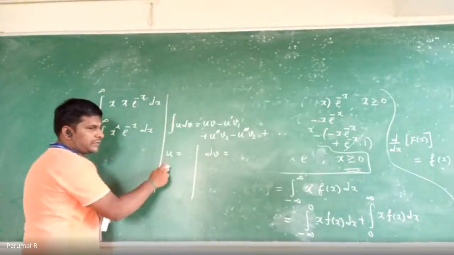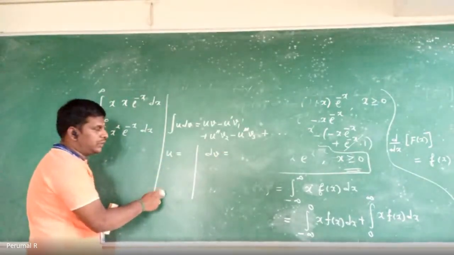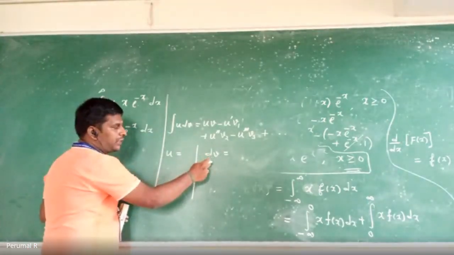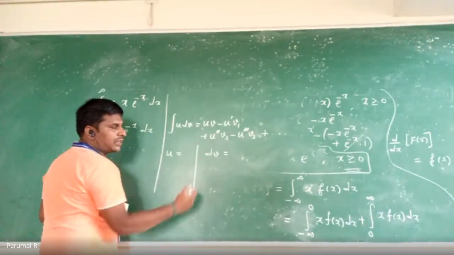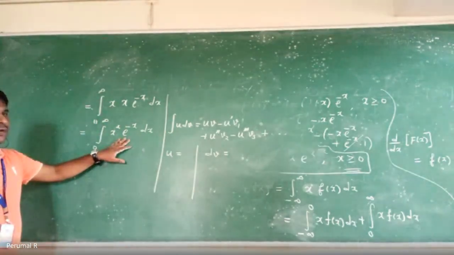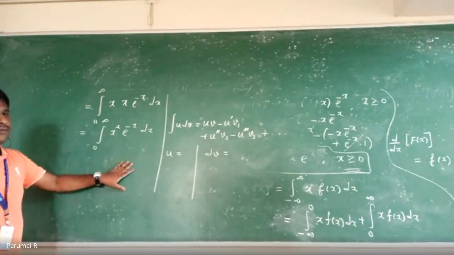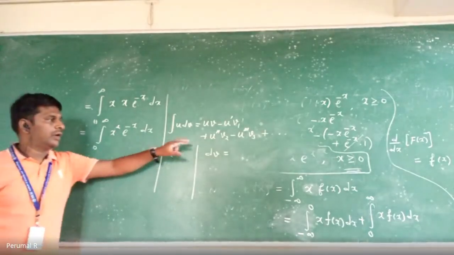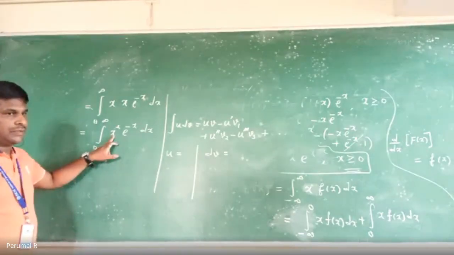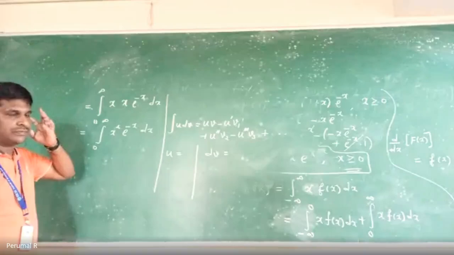Then you differentiate U, getting U dash, U double dash, U triple dash. If you integrate dV, you get V, V1, V2, V3. So how do we fix U and dV? You know the ILATE procedure, no? Using the ILATE procedure, you can fix your U and dV. Okay, so what is U here?